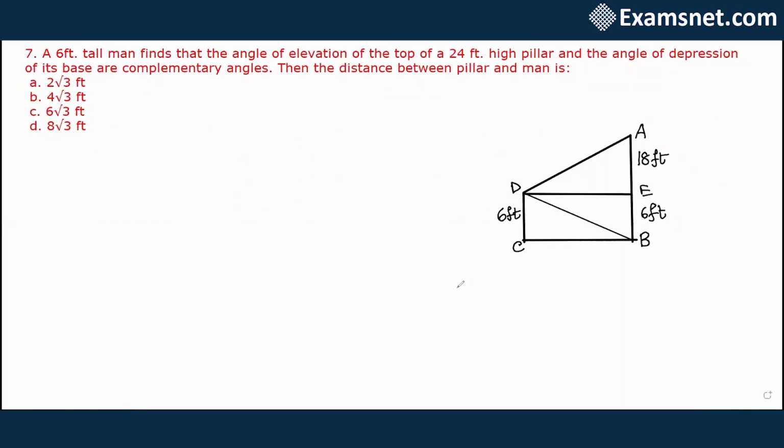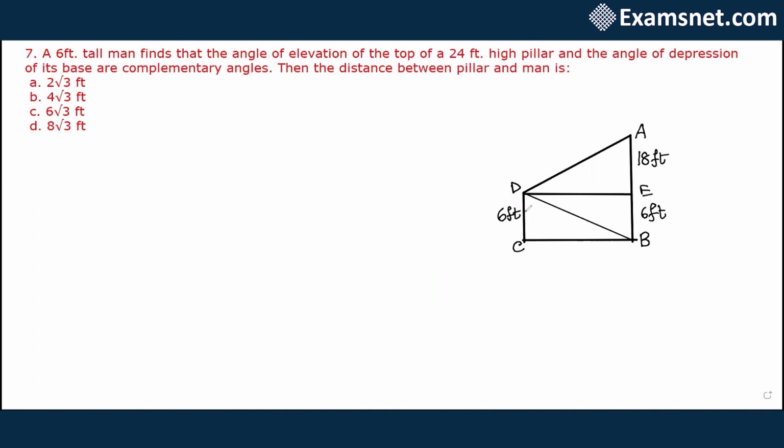Question number 7 states that a 6 feet tall man finds the angle of elevation of the top of a 24 feet high pillar and the angle of depression of its base are complementary angles. Then the distance between the pillar and the man is, okay, 4 options are given. Let me discuss the construction first. As you have seen, I have already done the construction here.